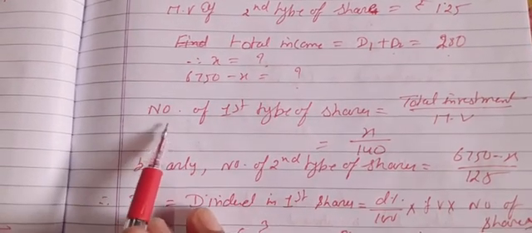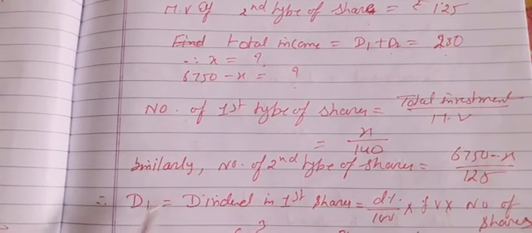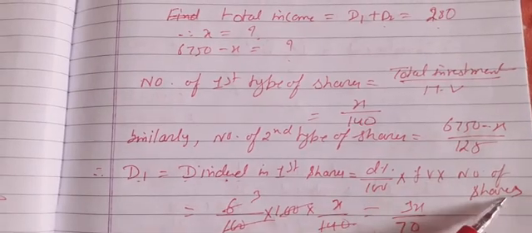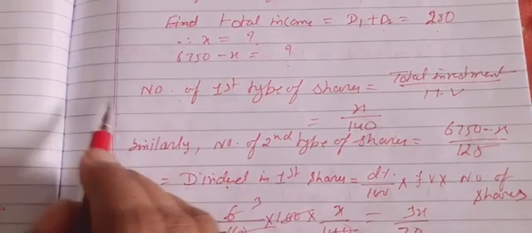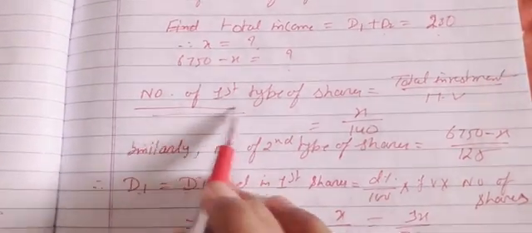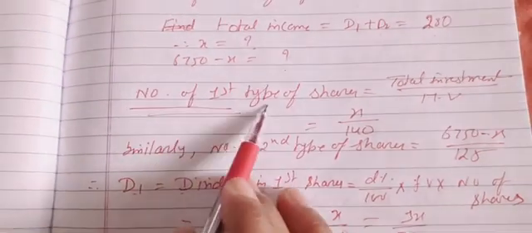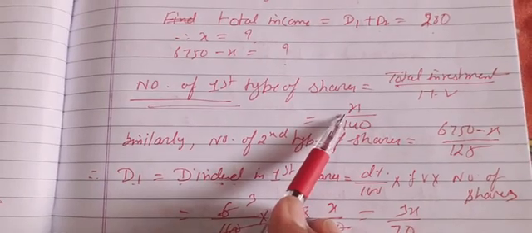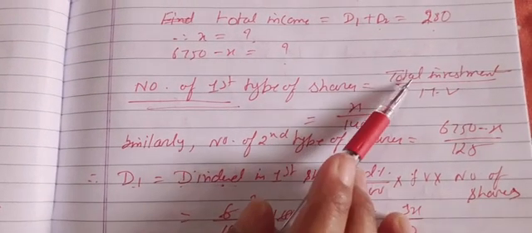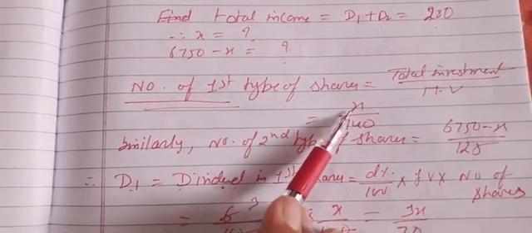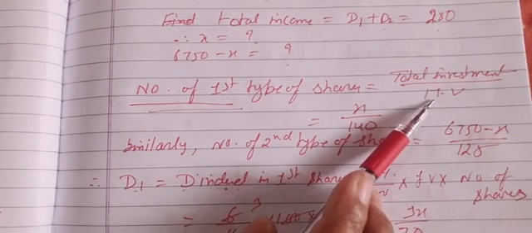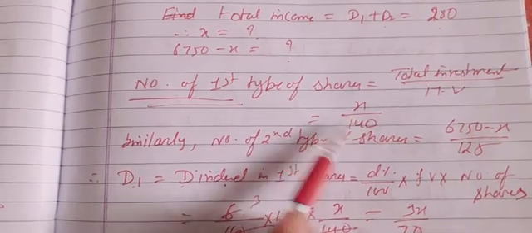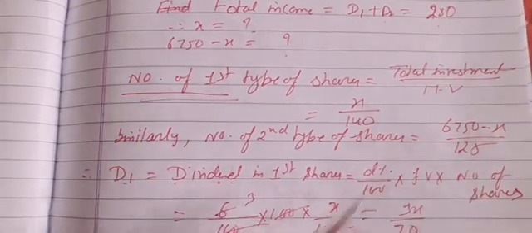I'm going to start from here. To find the dividend, in the formula of dividend you know that we have to write the number of shares, and that is not given. So first of all, we are going to find the number of shares. The number of first type of shares is total investment upon market value. As we assumed, the total investment on the first type of share is x, and the market value of each share of the first type is 140. So this is the number of shares of the first type.